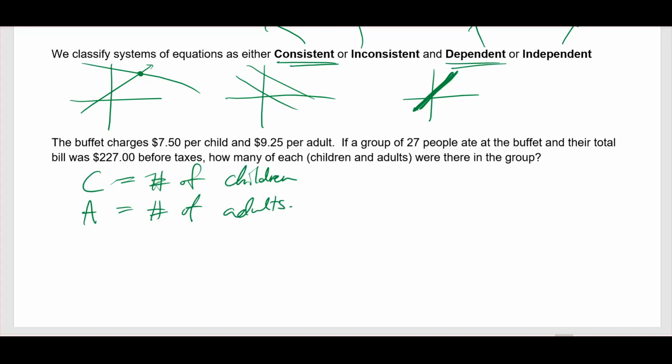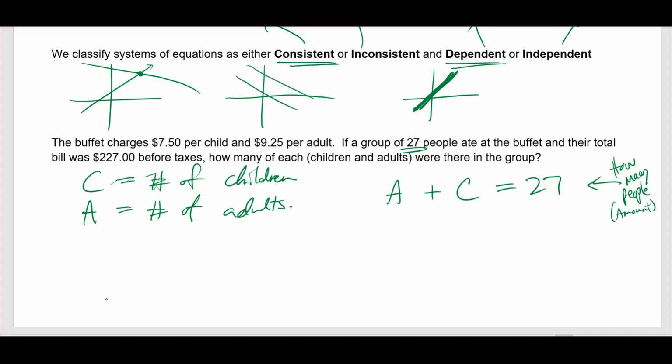Okay, and now we want to come up with an equation or two that's going to model the problem. So if a group of 27 people, we know that 27 people came, so our group is going to be consisting of adults and children. So wouldn't it be true that adults plus children is 27, right? There's 27 people. So here we modeled how many people there were. And maybe we could say that that's an amount.